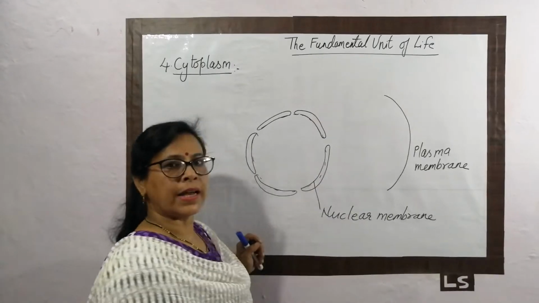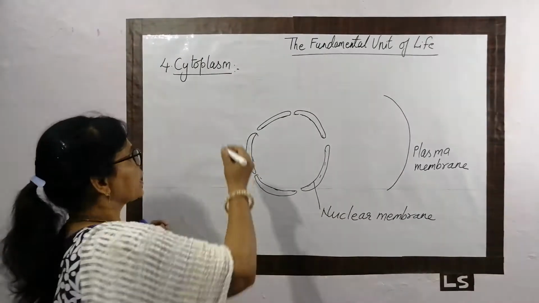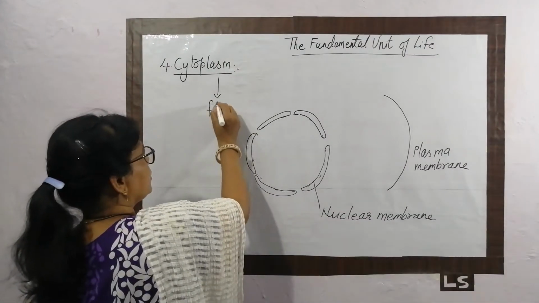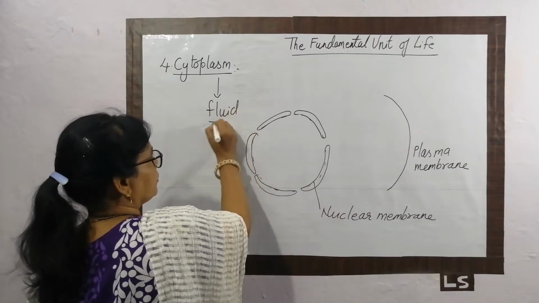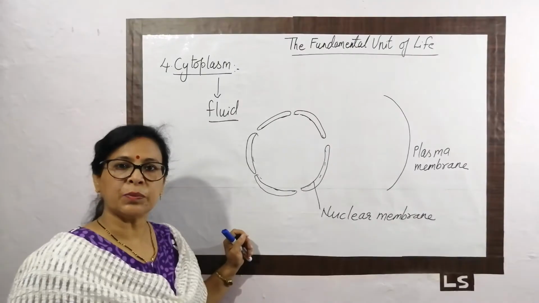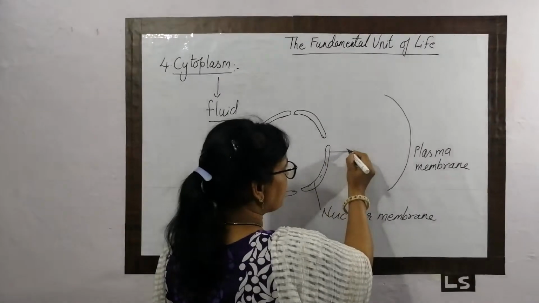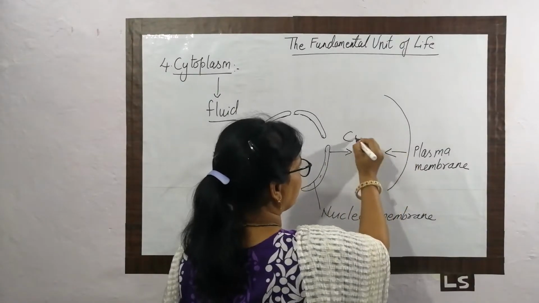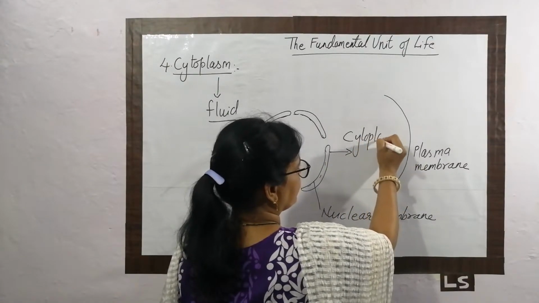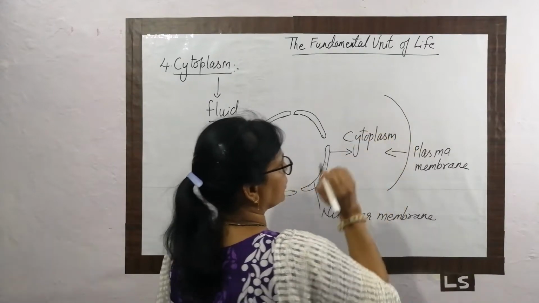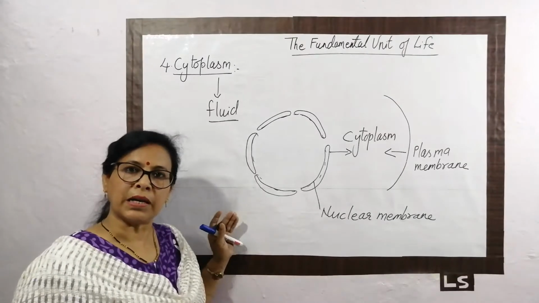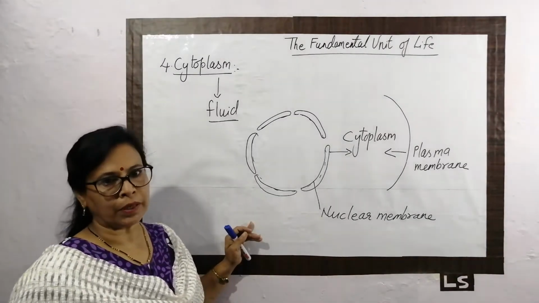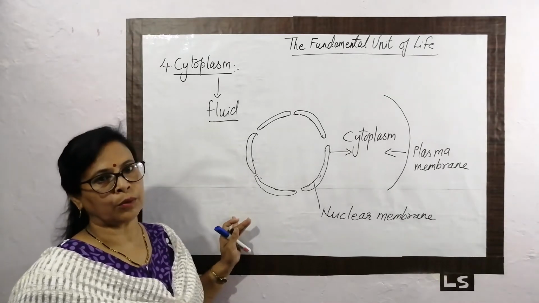Now, where is the cytoplasm? Cytoplasm is actually a liquid. It is a fluid. And this fluid is present in between the plasma membrane and the nuclear membrane. Cytoplasm is placed between the plasma membrane and the nuclear membrane. This is the location for the cytoplasm.